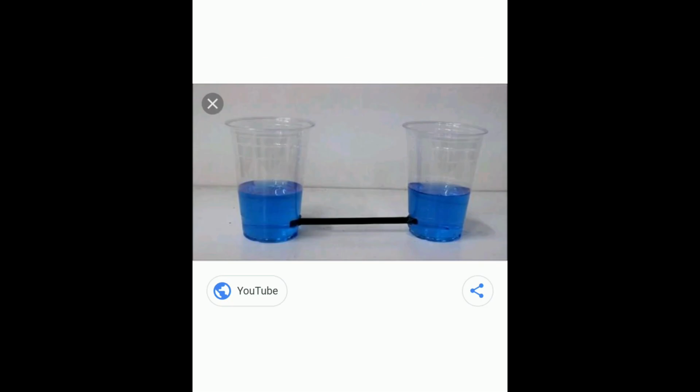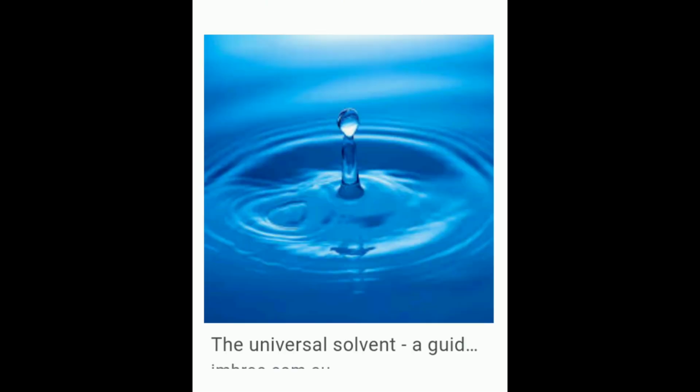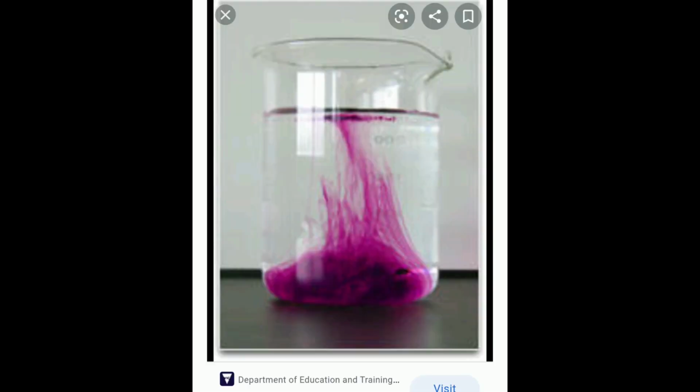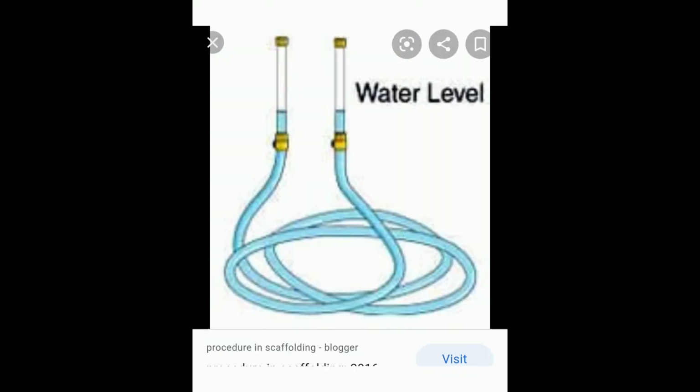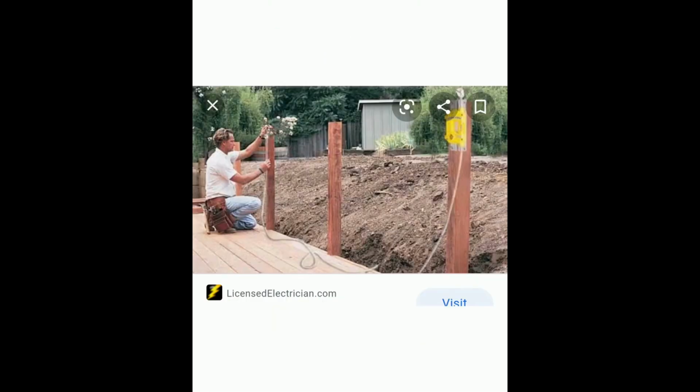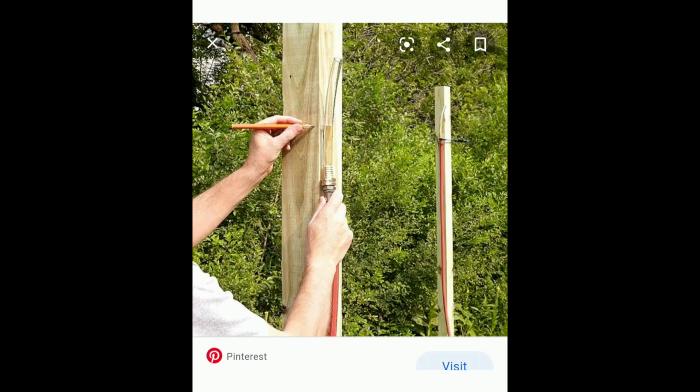Okay, water maintains its level is a property of water. Water is a universal solvent is another property of water. We use both of them in our life. Water maintains its level is applied in the mason pipe. It's a small pipe containing water in it. Did you see it at the working site of buildings or house construction? It is used to find the level by applying this principle of water level.